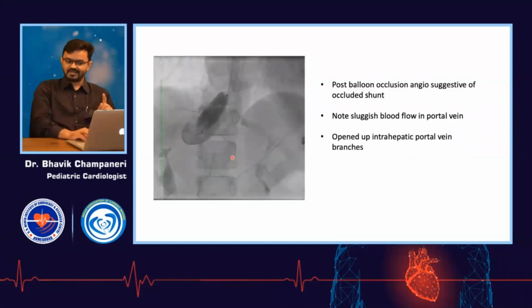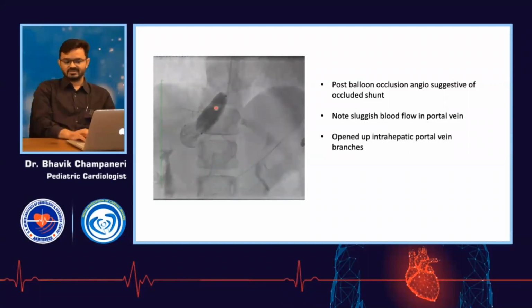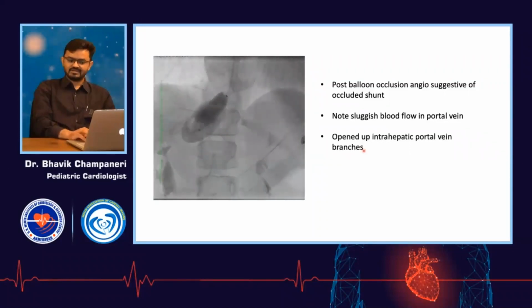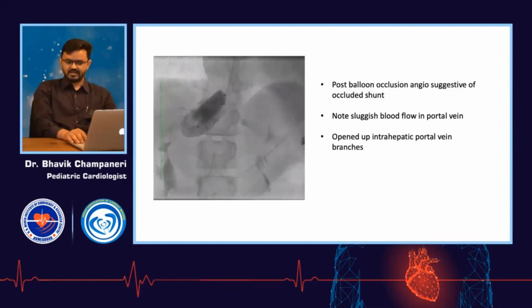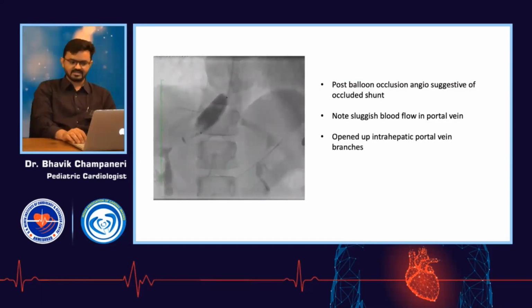What is important here, you can see post balloon occlusion the sluggishness of the blood or the contrast in the ductus venosus. That is important because this thing was important, and it was retrospectively important because it gave rise to a complication which we will come to again in the further slides.